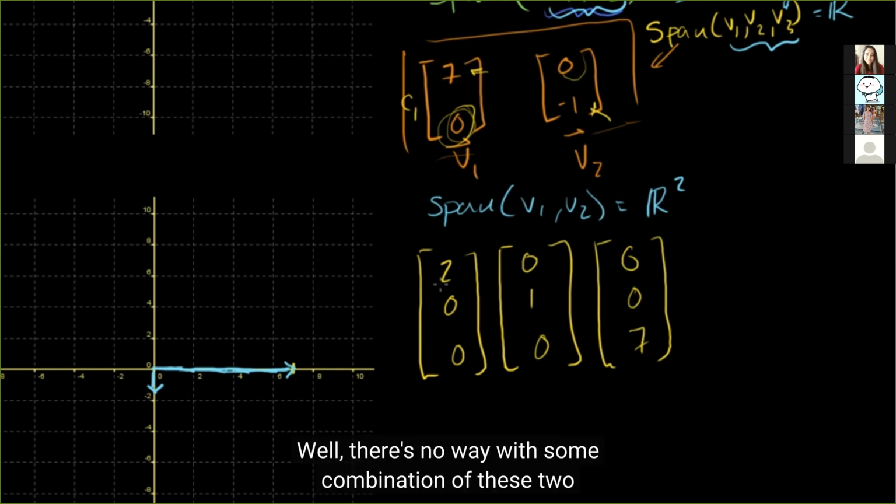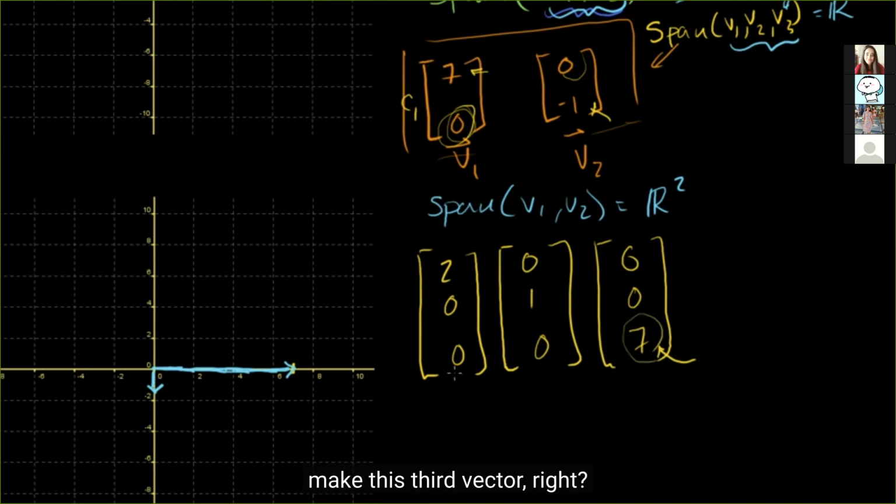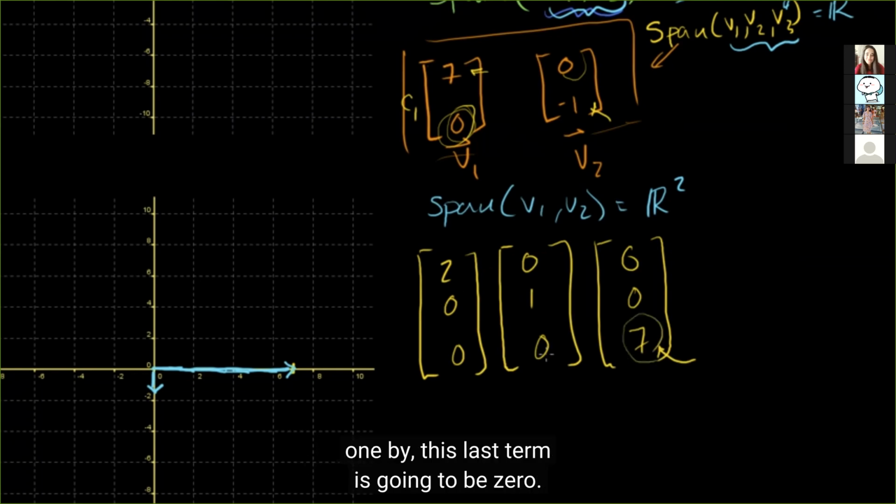Well, there's no way with some combination of these two vectors that I can end up with a non-zero term right here to make this third vector, right? Because no matter what I multiply this one by and this one by, this last term is going to be 0. So this is adding a new direction to our set of vectors.